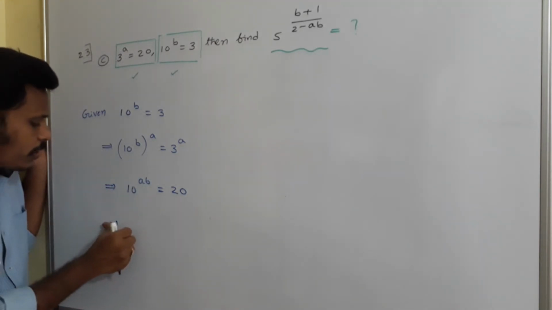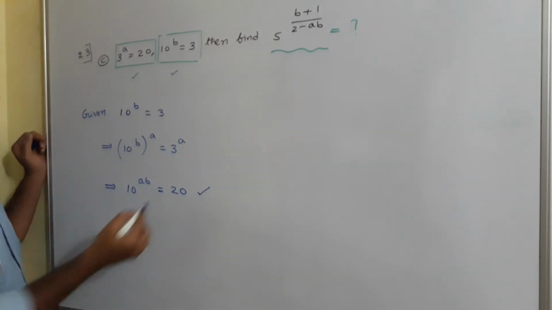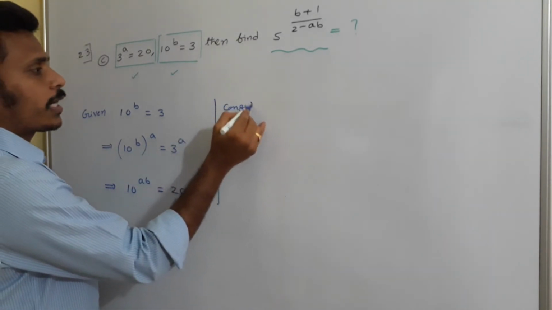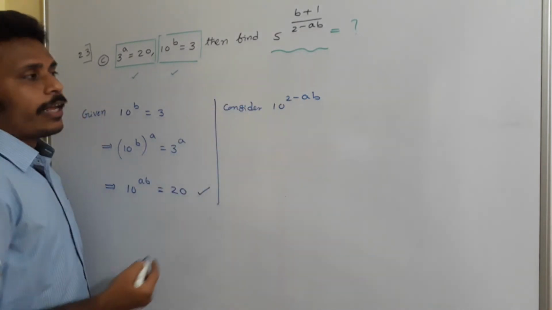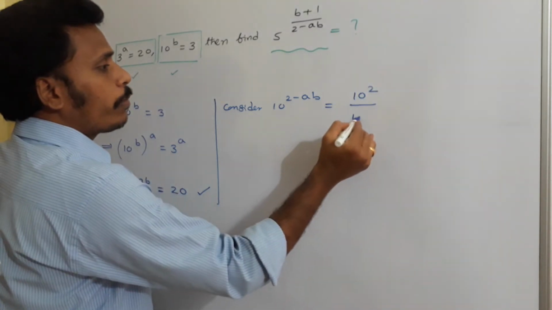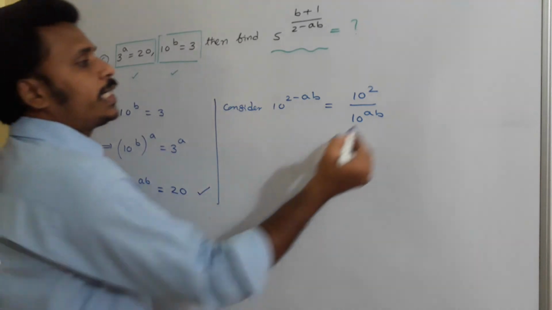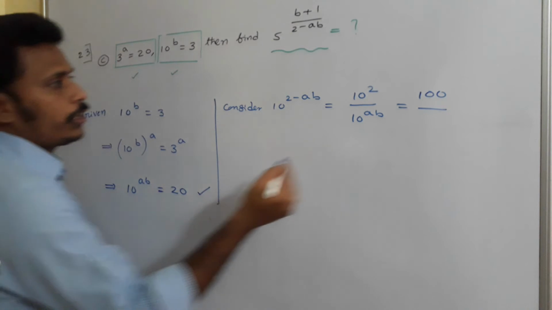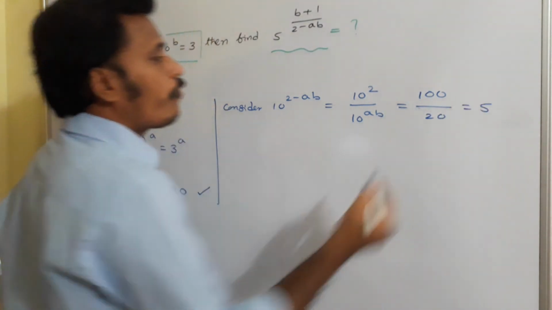Otherwise, you just stop here, and since we need 2 minus ab, consider that part. Consider 10 power (2 minus ab). 10 power (2 minus ab) is simply 10 power 2 by 10 power ab, as per the laws of exponents, a power m by a power n. That is equal to 10 squared, which is simply 100, and 10 power ab is 20. So 100 divided by 20 is equal to 5.